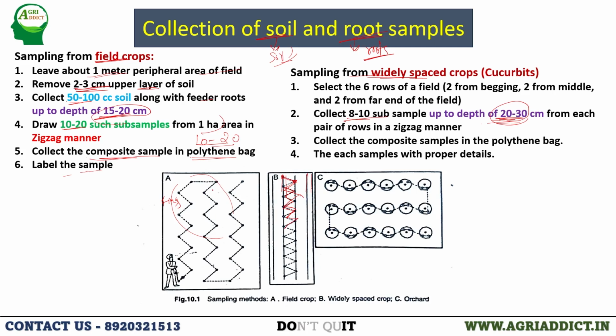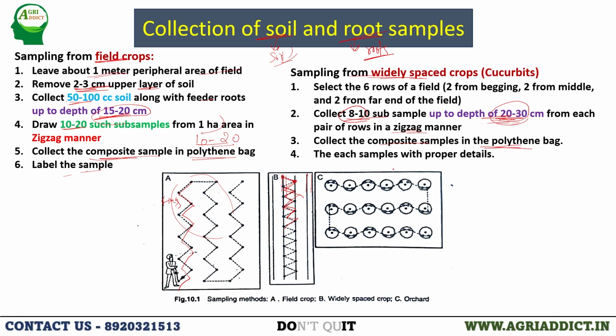In case of field crops also, I forgot to inform that the collection of the sample takes place in a zigzag manner only. Like this, 8 to 10 subsamples will be collected up to a depth of 20 to 30 centimeter from each pair of rows in the zigzag manner. And collect the composite sample. After collection of 8 to 10 samples from each row, those collected samples will be mixed into a composite sample and placed in a polythene bag.